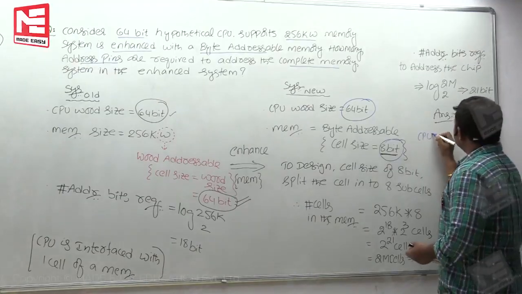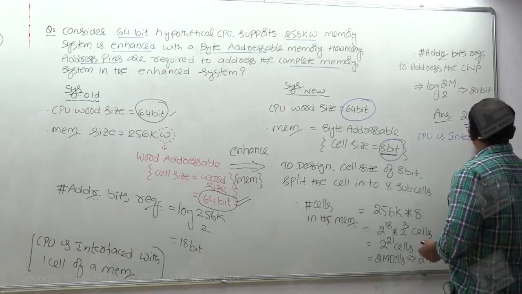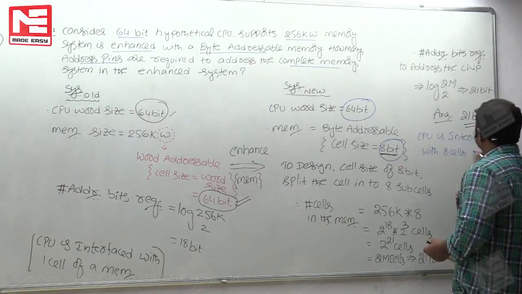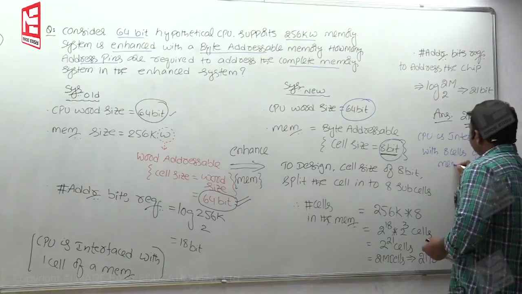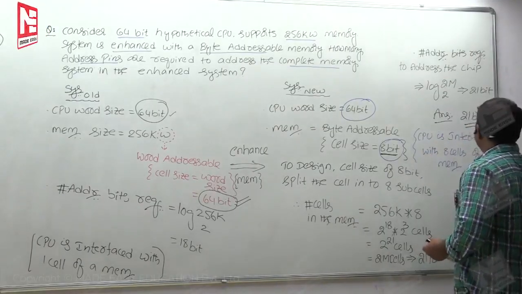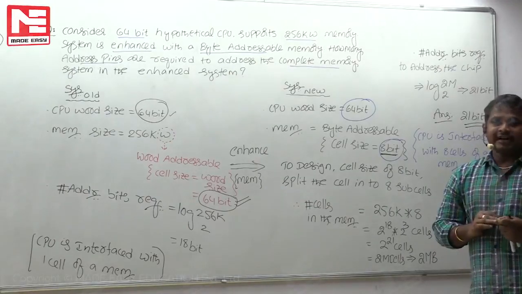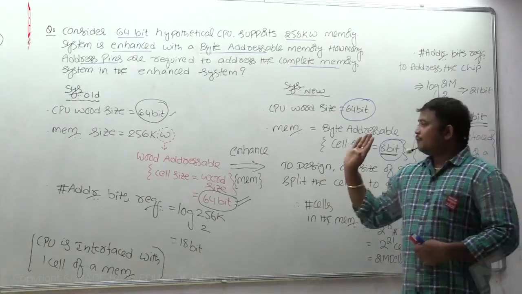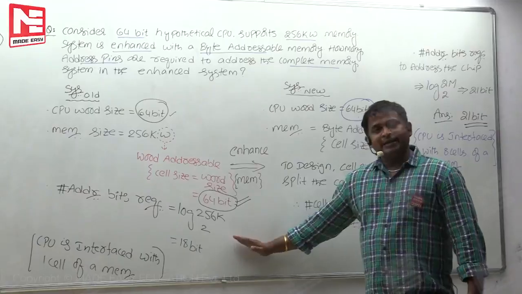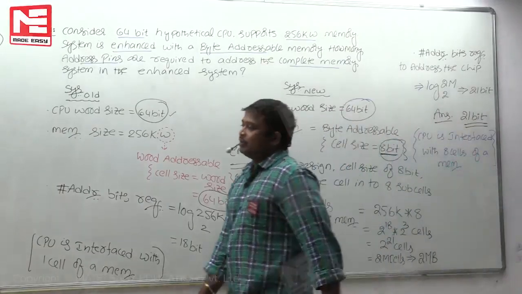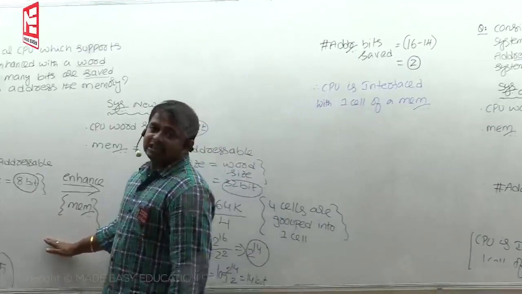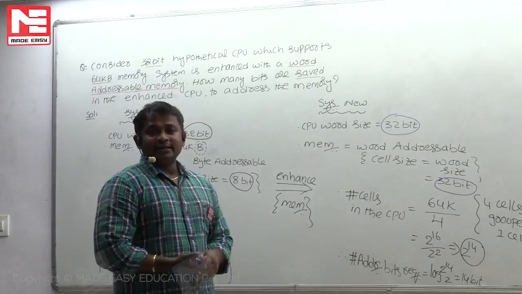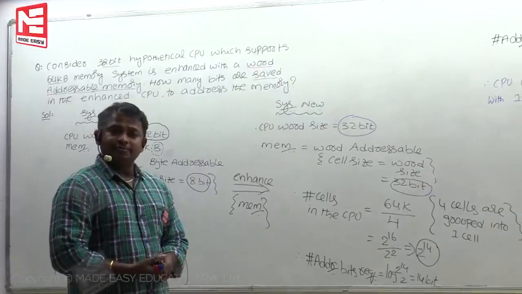Right? So the CPU is interfaced with 8 cells of a memory. In every cell, 8-bit information is there. 8 into 8, 64-bit. 64-bit information is traveling to the CPU in a little endian order. This is the question. Word addressable memory is enhanced with a byte addressable memory. Byte addressable memory is enhanced with a word addressable memory. So these two questions concentrate on the byte addressable memory and word addressable memory concepts.